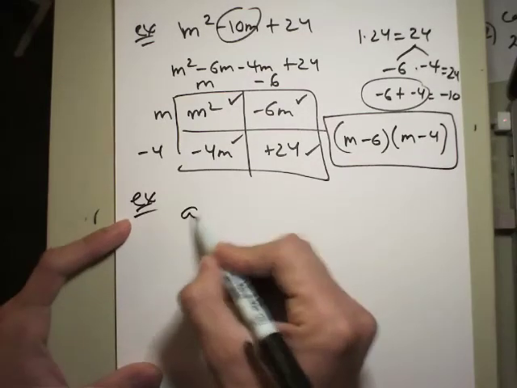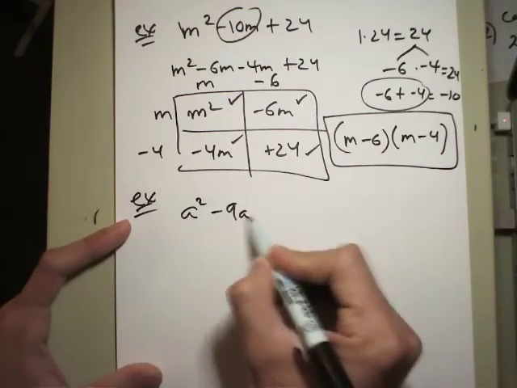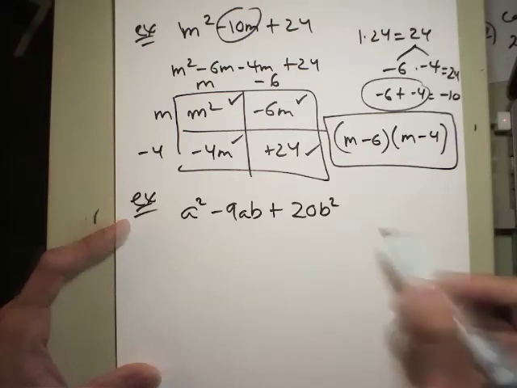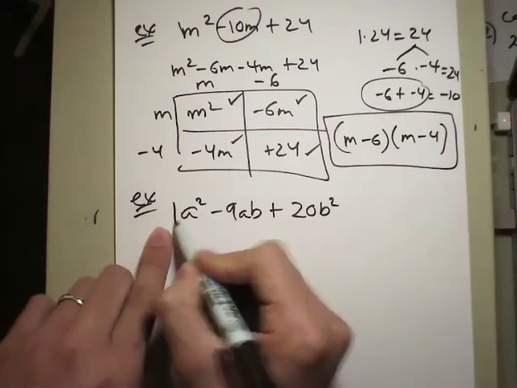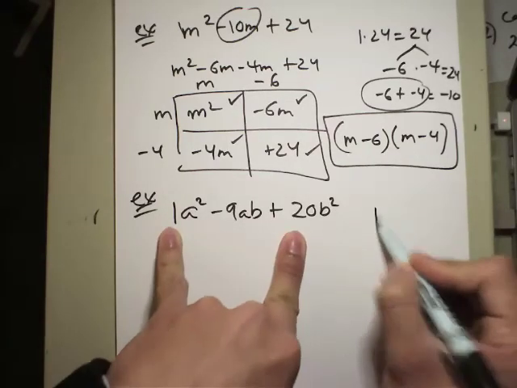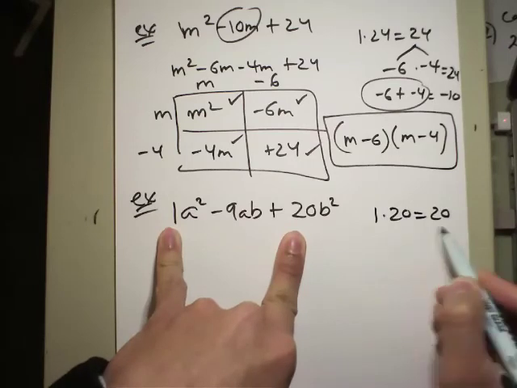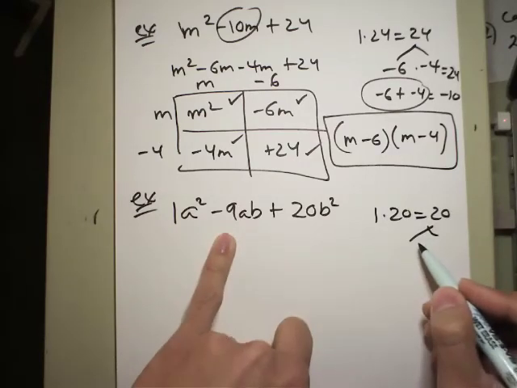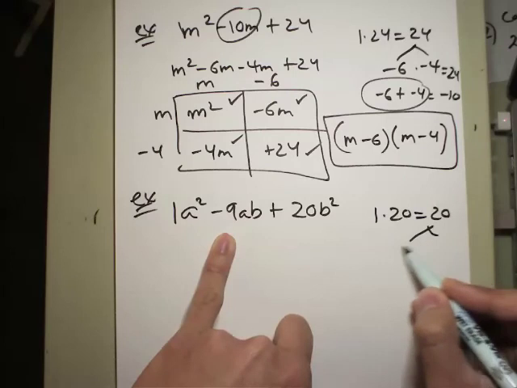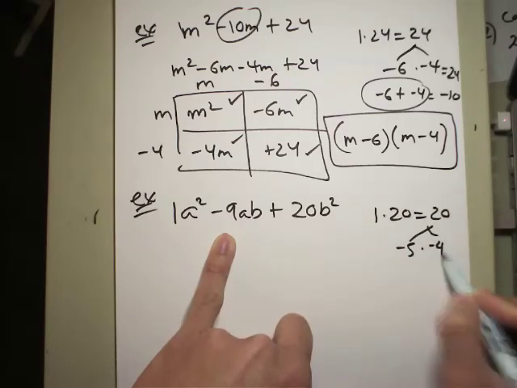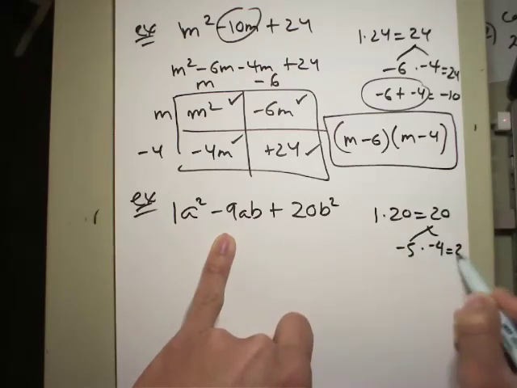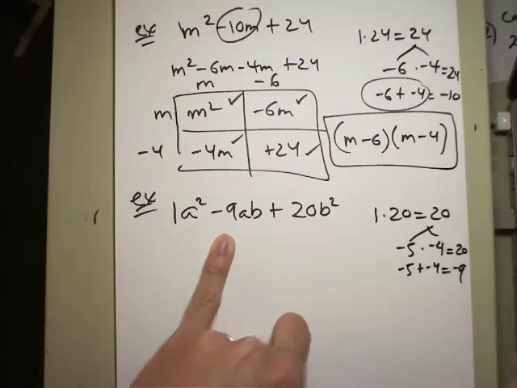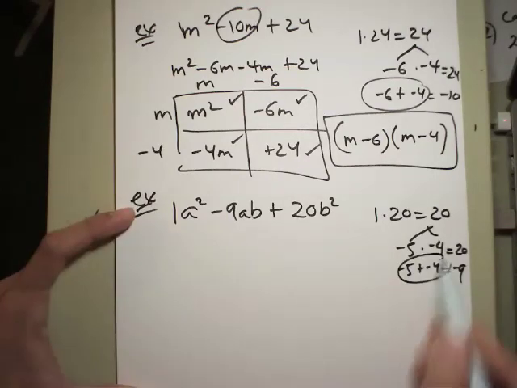Let's say I have a squared minus 9ab plus 20b squared. It gets a bit harder, but here we go. The coefficient here is 1. 1 times 20 is 20. So my two factors, if I want to make negative 9 when I add, the only two factors I have are negative 5 times negative 4, because when I add these two, I will end up with negative 9, right? So let's rewrite that using negative 5, negative 4.